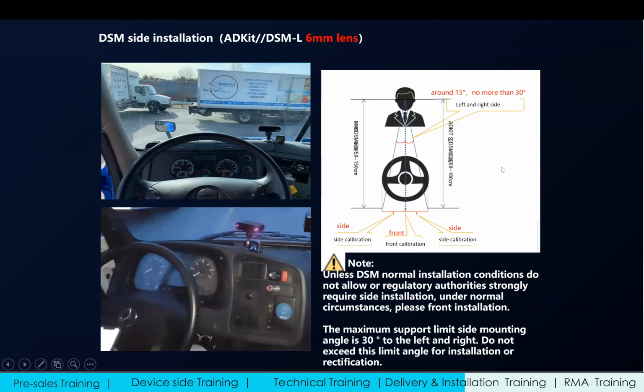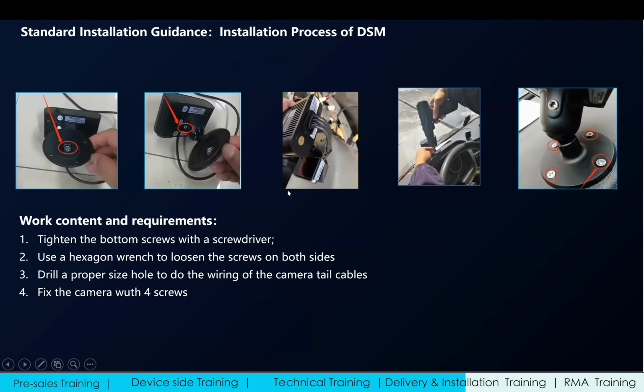The other installation way is that we can accept putting it on the left side or right side. But the angle difference should be around 15 degrees, and cannot be more than 30 degrees for the side installation. The installation steps are to loosen the screw, which is for the angle adjustment. After you confirm the installation location, drill a hole for the wire and fix the 4 screws. And after you confirm the angle, fix these 2 screws.